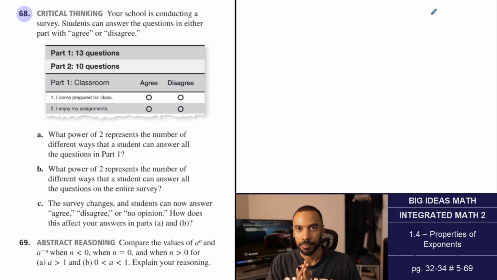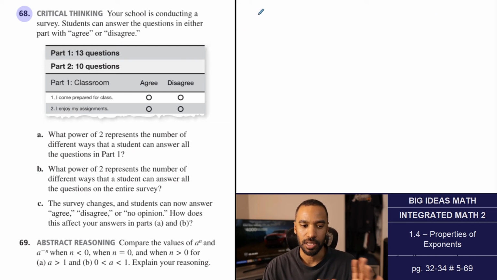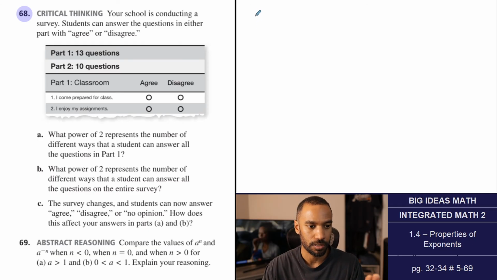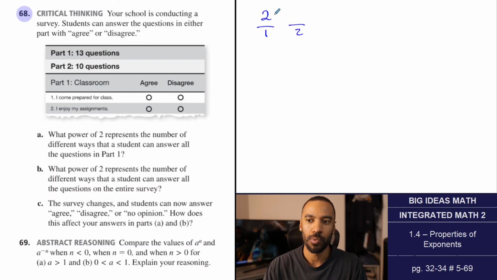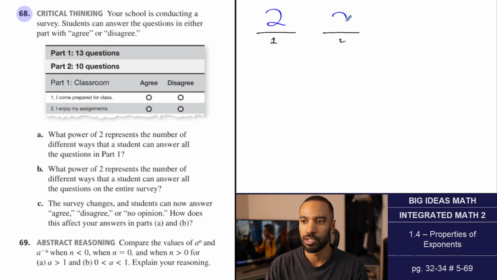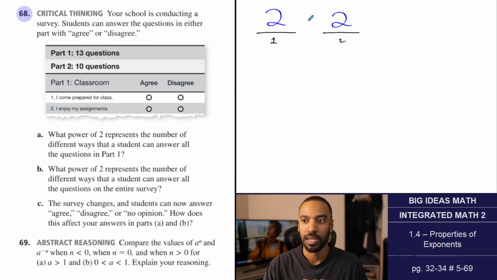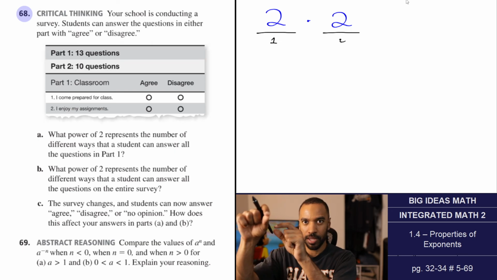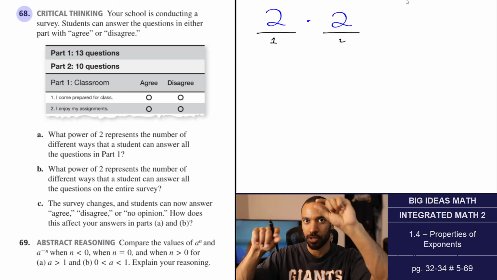In part 1, you have 2 ways that you can answer any question. So let's just break this down with just the first 2 questions. If question 1 and question 2 were here, you have 2 ways you can represent question 1, 2 ways you can represent question 2. In total, that's 4 different ways you can represent all of those. You can say agree, agree, agree, disagree, disagree, agree, or disagree, disagree.